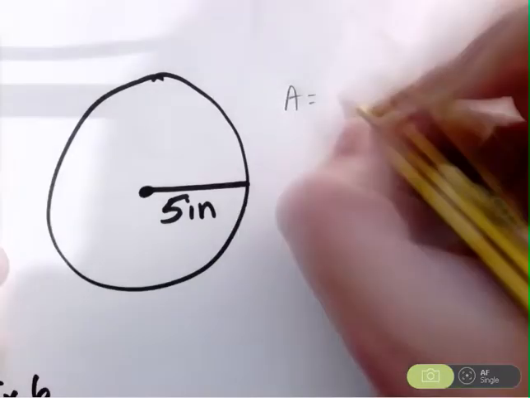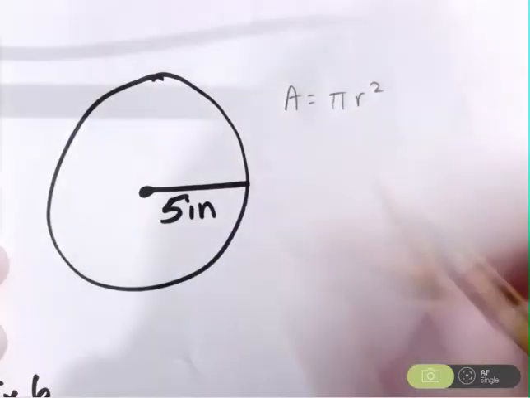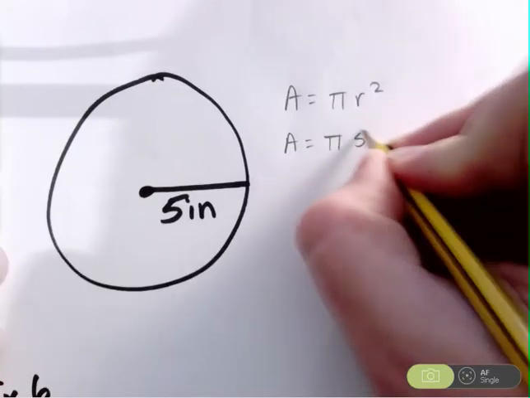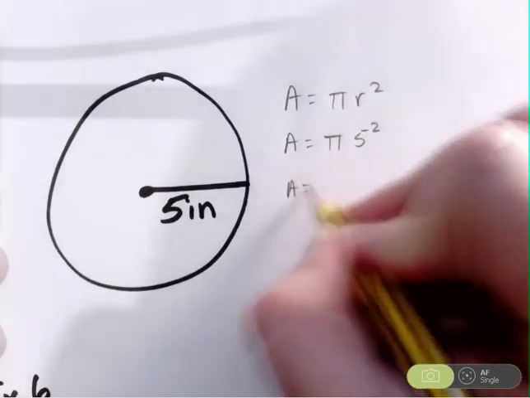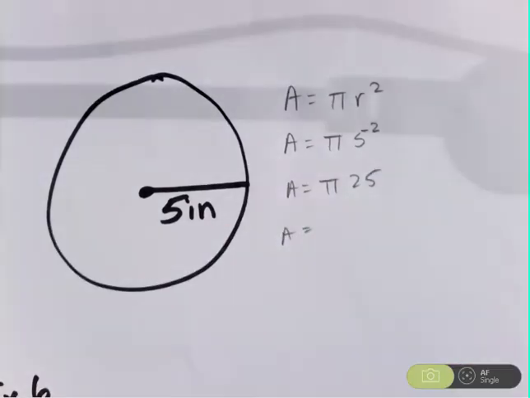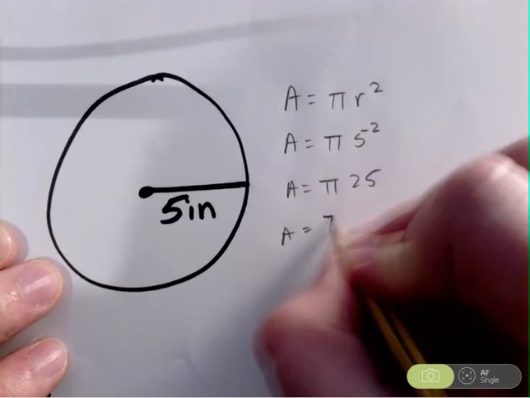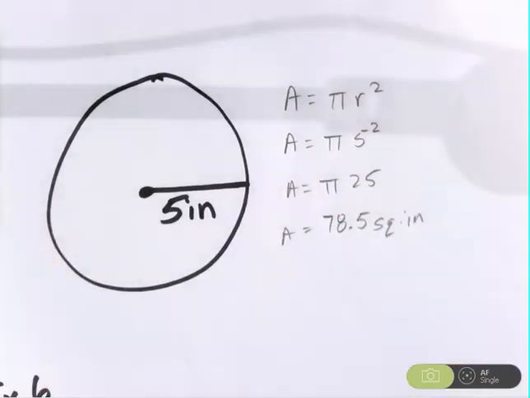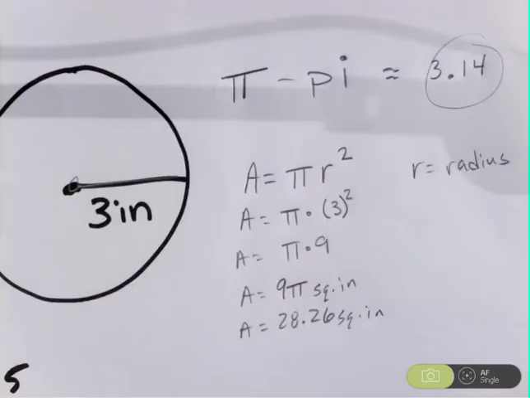All right, let's do another example with that quickly here. Area equals pi r squared. This time our radius is 5, so area equals pi times 5 squared, which is pi times 25. Again, in my calculator, 25 times 3.14 is 78.5 square inches.